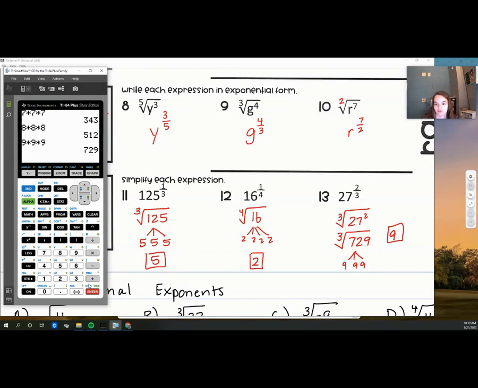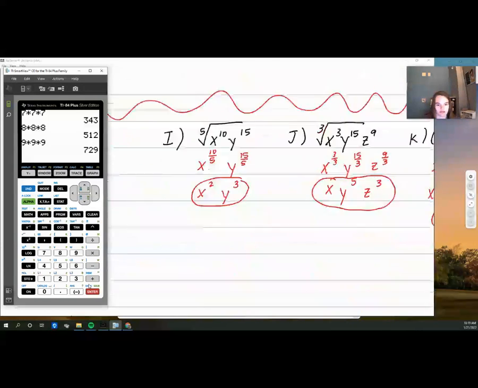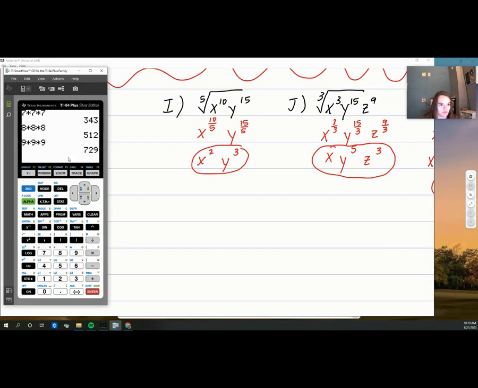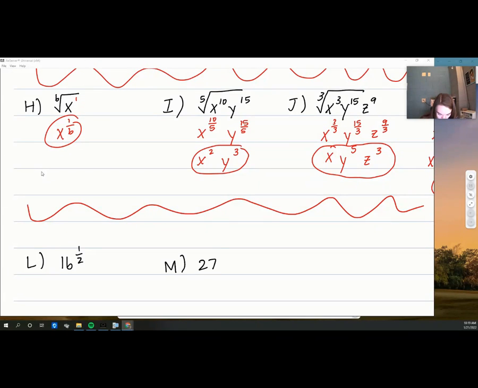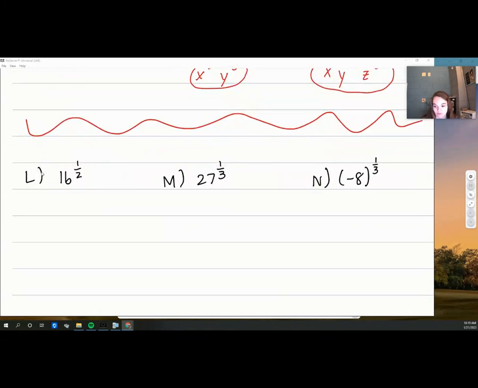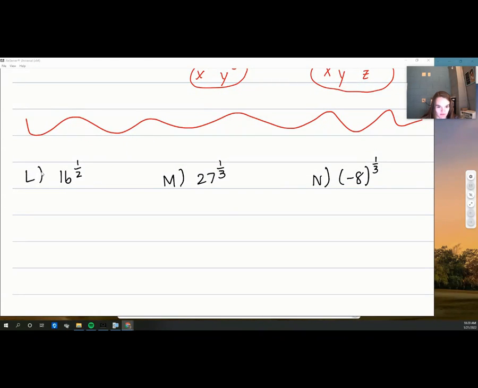Okay. So now you're going to try some of these on your own. Last 3 we're going to do. I'm going to minimize my calculator here. Okay, and draw a little line so I know I'm doing something new again. Let me see, I left off with K, so we're ready for L. Example L is 16 to the 1/2. M is 27 to the 1/3. And N is -8 to the 1/3. Okay, so pause the video, try those 3, and then come back and you'll get the answers.